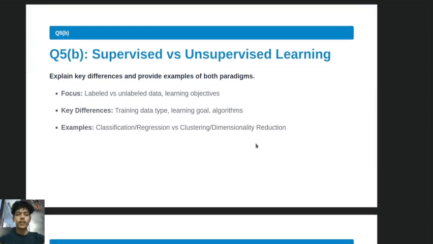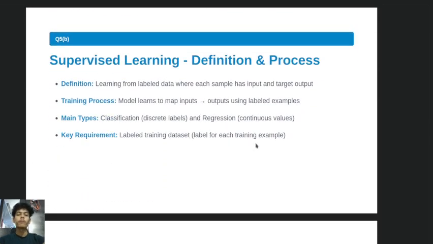Now the second part, question B, is supervised versus unsupervised learning, where the key differences are labeled versus unlabeled data. Supervised learning has labeled data while unsupervised has unlabeled data, and the training data type, learning goal and algorithms are different. Examples are classification and regression for supervised, while unsupervised is clustering and dimensionality reduction. It can be done through PCA, principal component analysis.